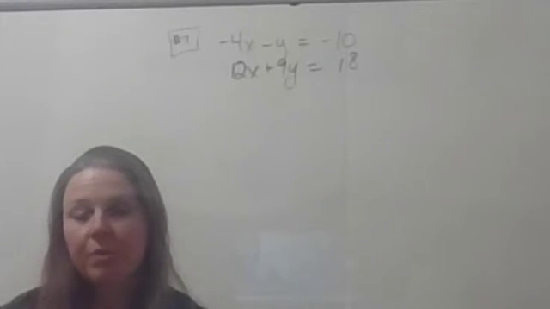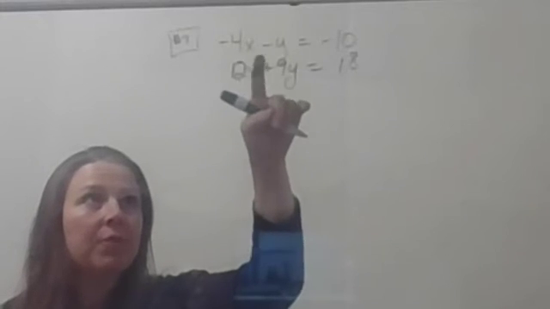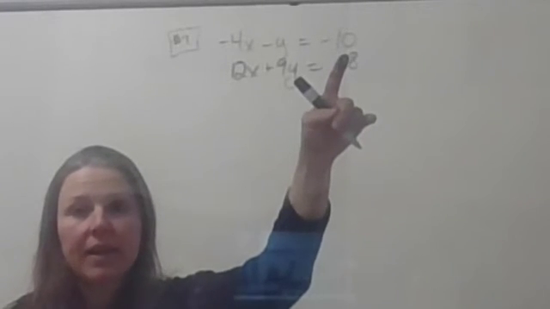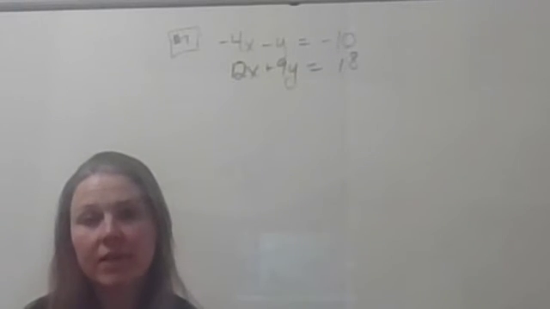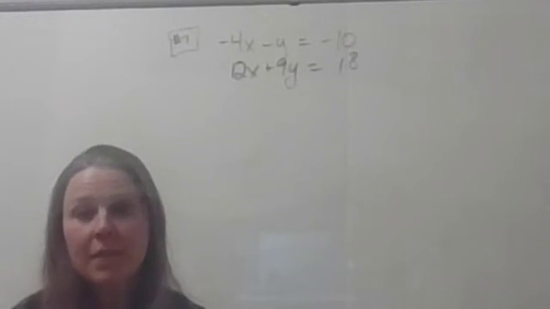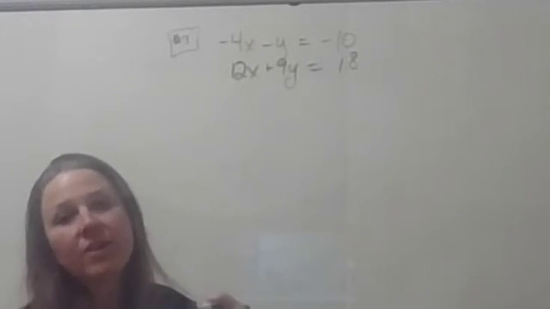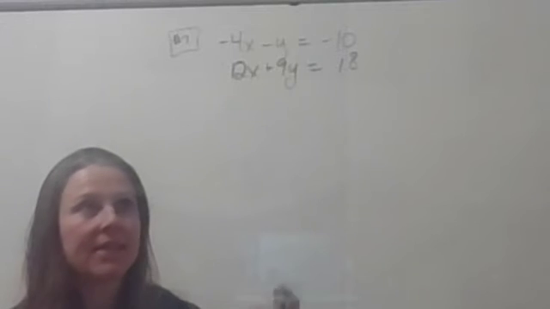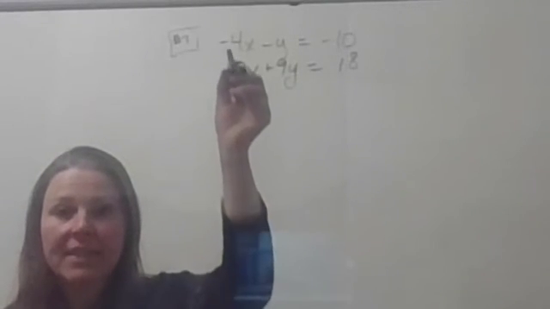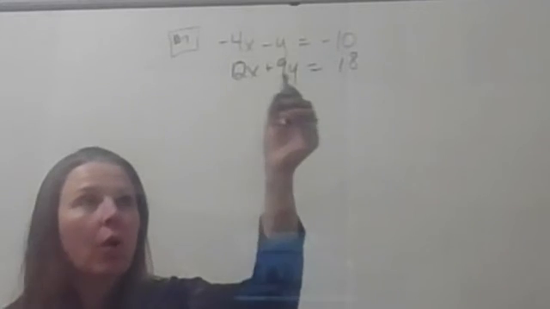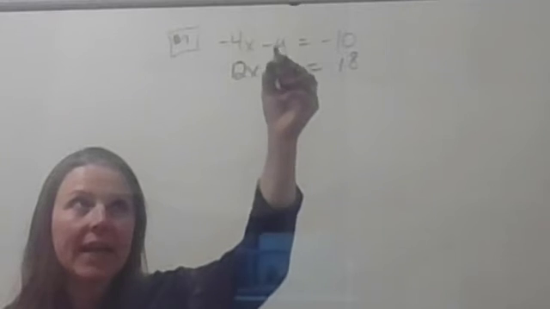Next problem in your book that isn't solved is number 7, and it reads negative 4x minus y is equal to negative 10, and 12x plus 9y is equal to negative 18. So in order to eliminate one of the letters, the leading coefficient needs to be the same, and if you want to add to eliminate, it needs to be opposite sign. So we either need to get the leading coefficient of the x's to be a 12 and a negative 12, or we need to get the leading coefficient of the y's to be a 9 and a negative 9.